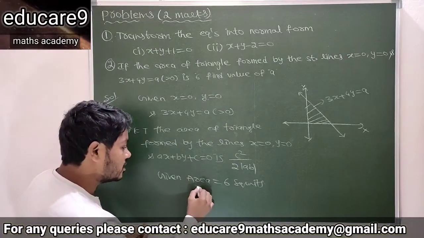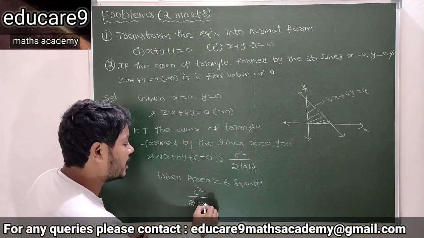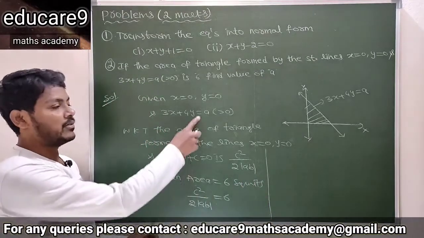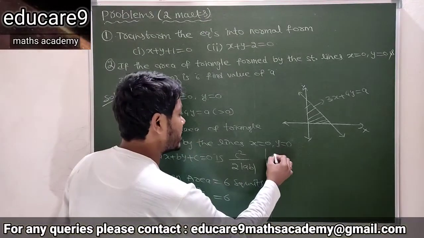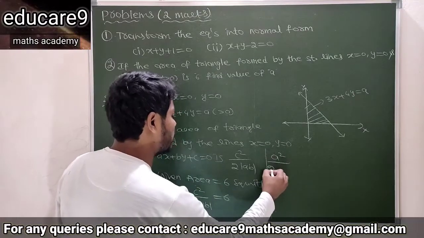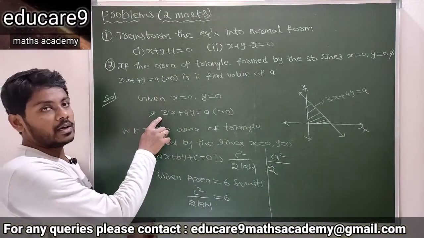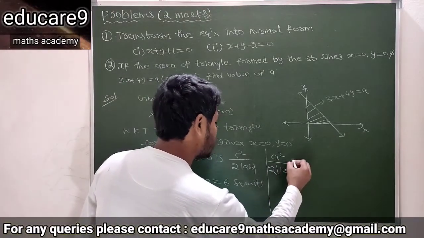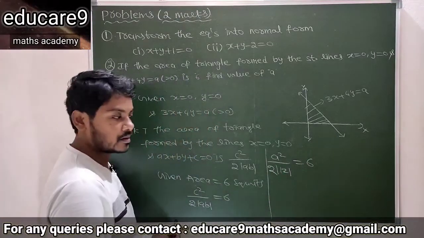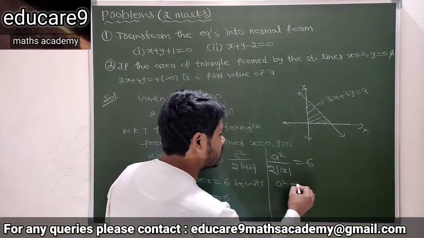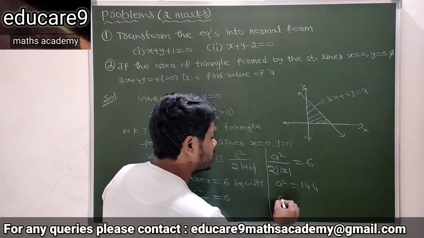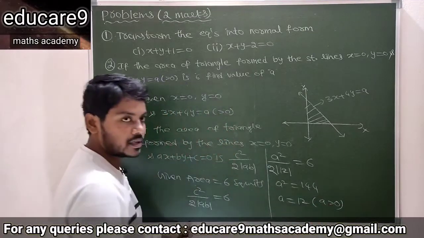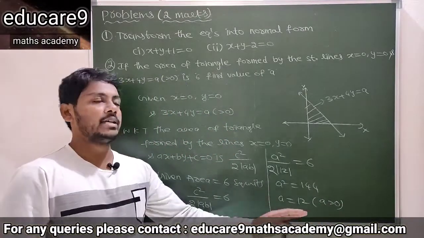So therefore c square by 2 into mod ab is equal to 6. So what is the value? A only. Now a square by 2 into mod ab. So a is 3, b is 4. 3 into 4, 12, is equal to 6. So clearly a square is equal to 144. So a is equal to 12 only because a is greater than 0. So the value of a is 12.